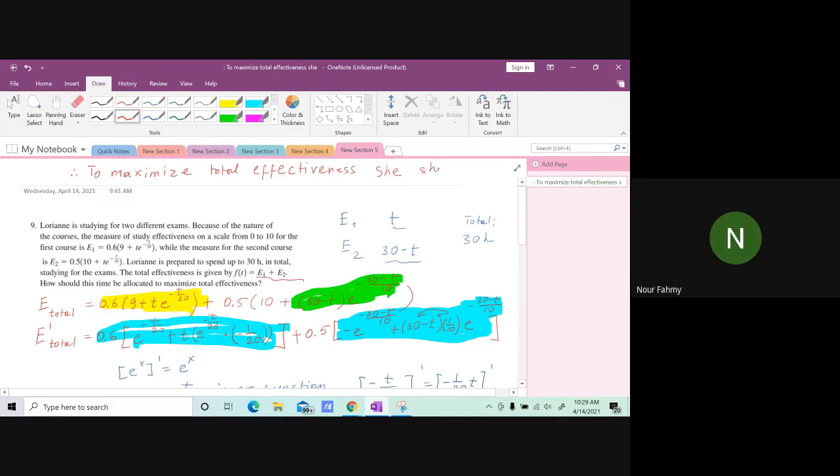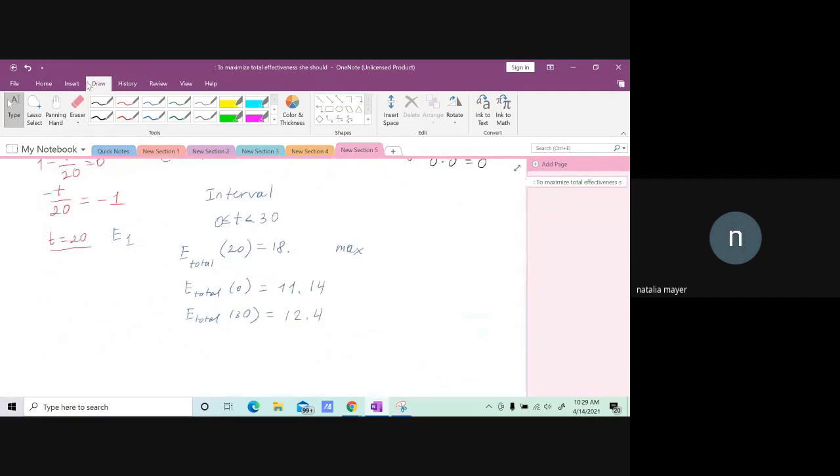Miss Natalia, the value was correct. It was 16.65. Really? Okay, I'll correct it now. Thank you. So she should, Mina, study 16 point... What are you saying, Mina? 16 point something is the output for the effectiveness. But you are describing time, right? Oh, I mean 20. Yeah, 20.